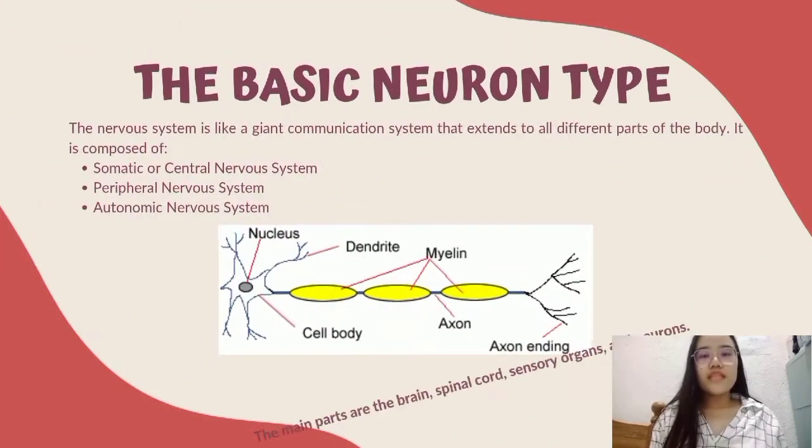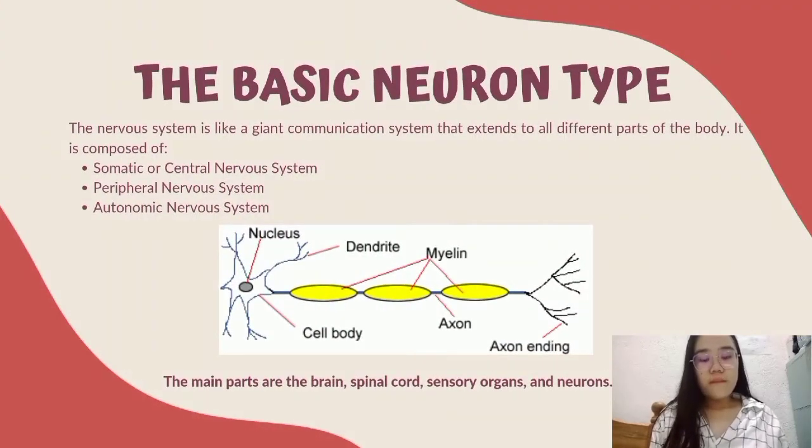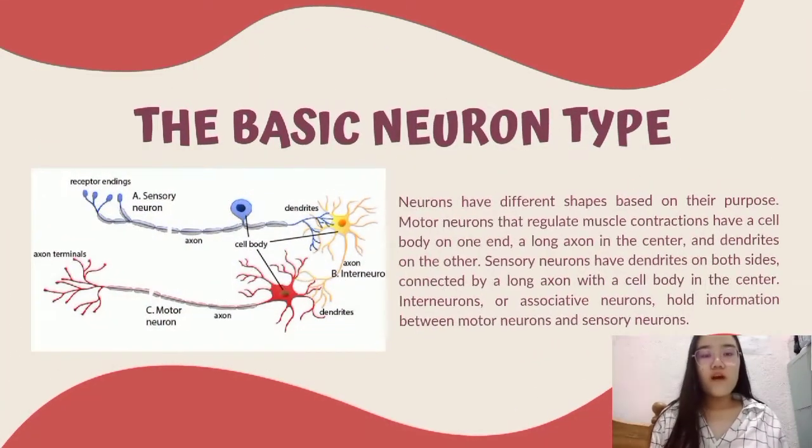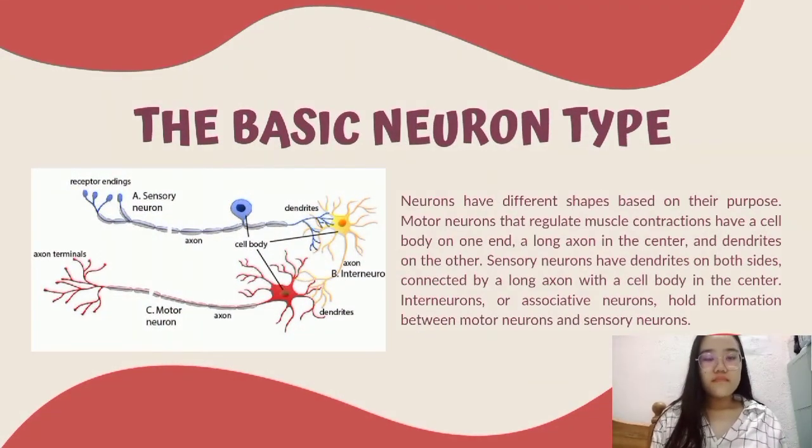The basic neuron types. The nervous system is like a giant communication system that extends to all different parts of the body. It is composed of the somatic or central nervous system, peripheral nervous system, and autonomic nervous system. The main parts are the brain, spinal cord, sensory organs, and neurons. The neurons are also called nerve cells. It is the basic unit of structure in the nervous system.